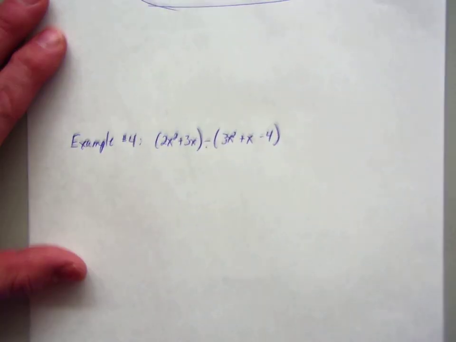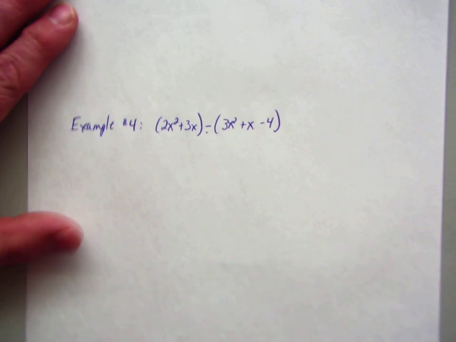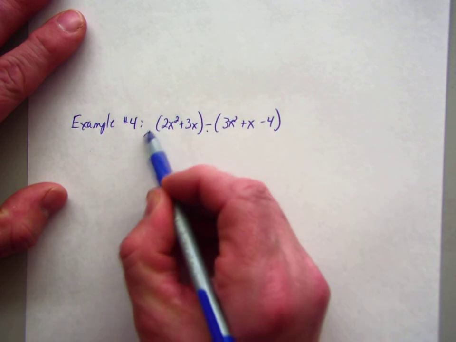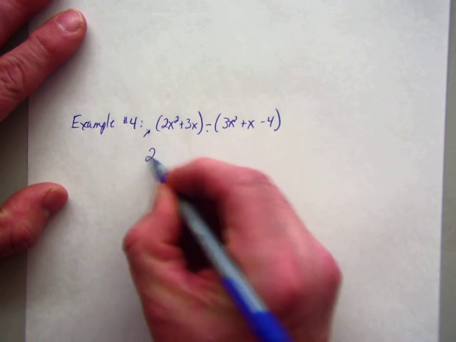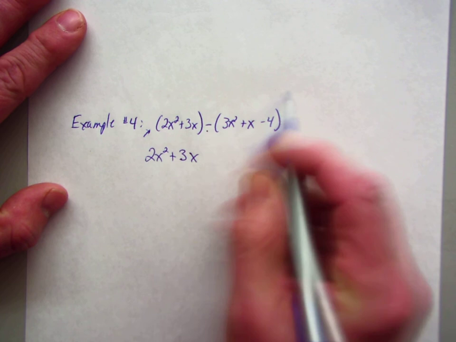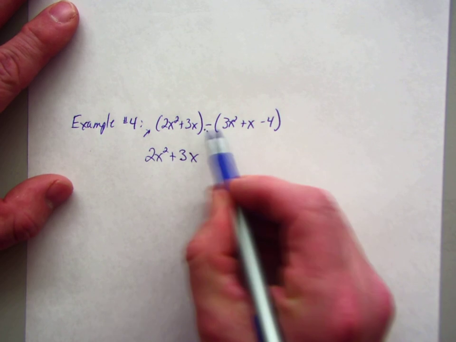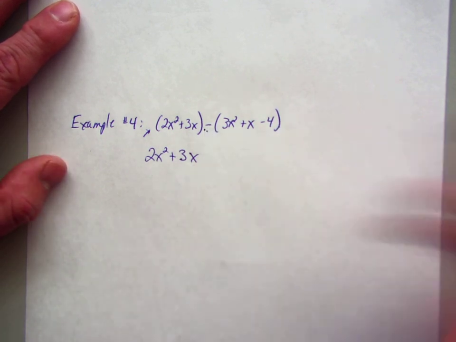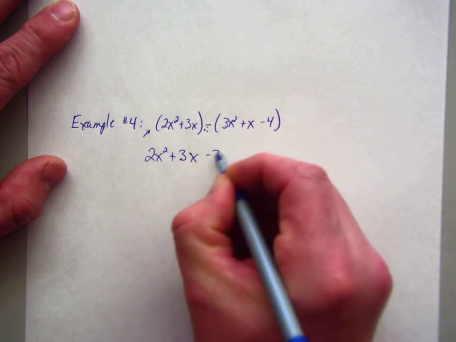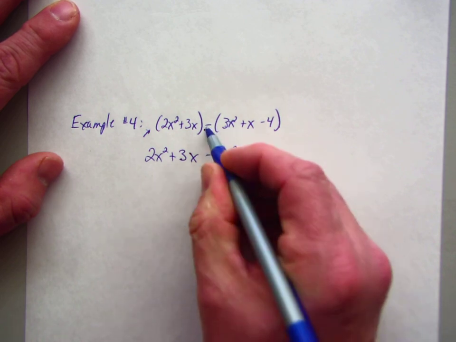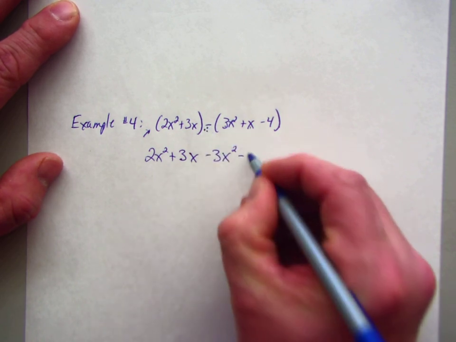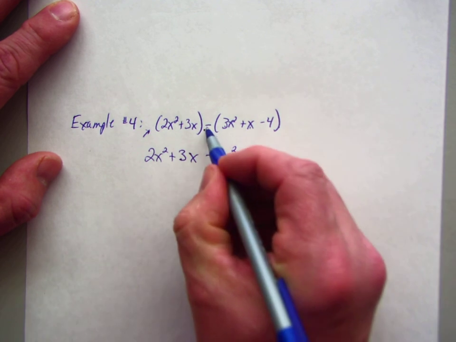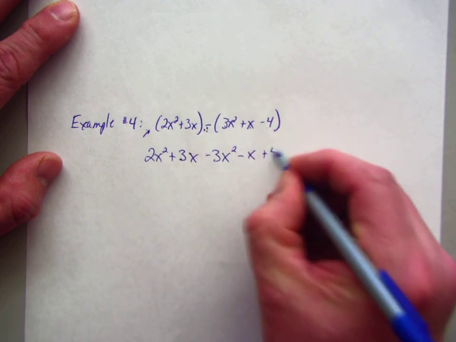Our last example, another subtraction. So again, there's nothing in front here, so I can drop the parentheses. So it'll be 2x squared plus 3x. Here I have a negative, so I must multiply it through the parentheses, or distribute it. So negative times a positive is negative 3x squared. Negative 1 times a positive 1 is a negative x. And a negative 1 times a negative 4 is a positive 4.